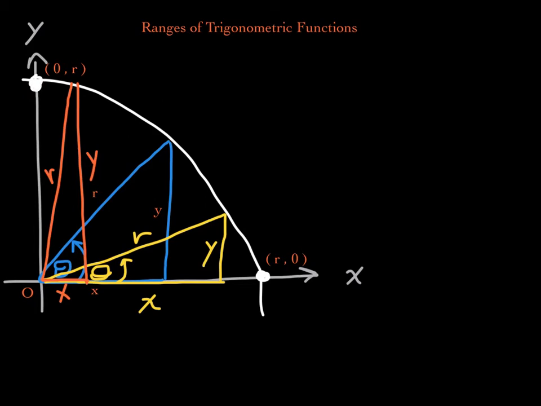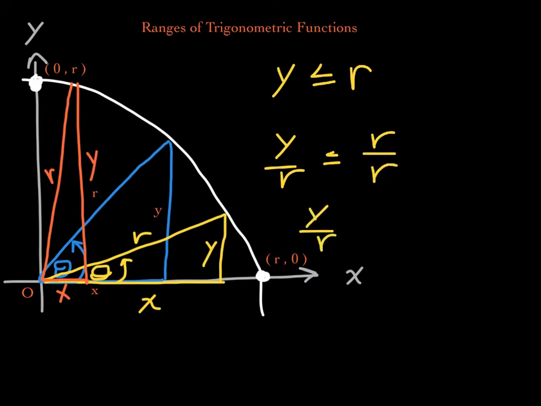So then we have this relationship here that y is less than or equal to r. Now I want you to divide both sides by r, would you? Divide both sides by r, and notice what you get, that y over r is less than or equal to 1. I need you to hold on to this, okay? I'm going to ask you to recall it in just a minute. Y over r is less than or equal to 1.